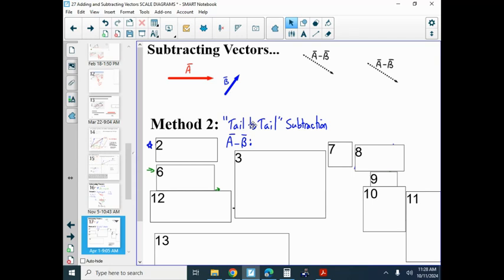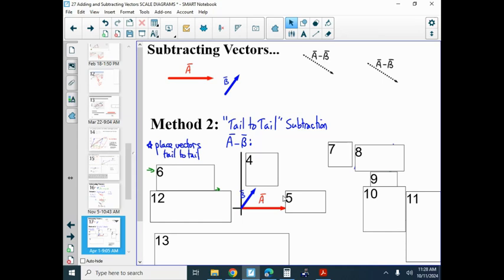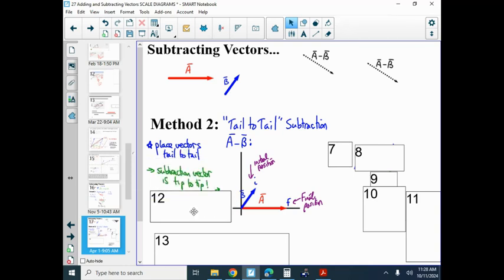Okay, so it's called tail to tail subtraction. And I want to show you why this makes sense and how nice and easy it is. If you wanted to do A take away B, you could place them tail to tail, just like that. Think of this one as your initial position and this one as your final position. Obviously, your change in position is always the subtraction: your final position minus your initial position. So that's why it makes sense.